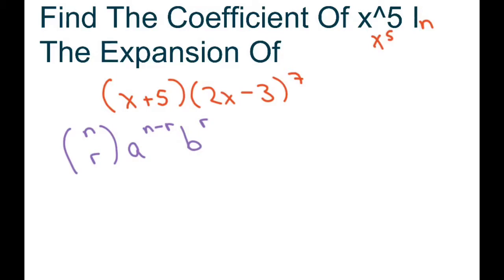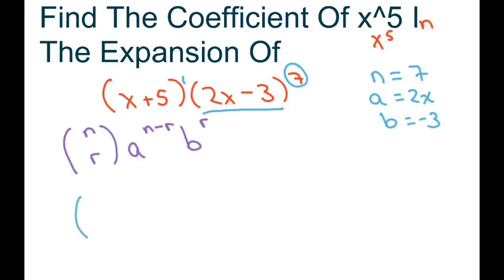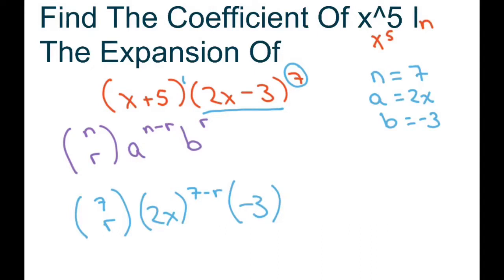And before we get started, we need to know that our n is going to be 7. And I'm just going to use this one right here because this is to the first power. And then my a equals 2x. My b is -3. And we're going to fill this in. So if I fill it in now, I have 7 choose r. My a is 2x, so that's 7 minus r. And my b is -3 to the r.